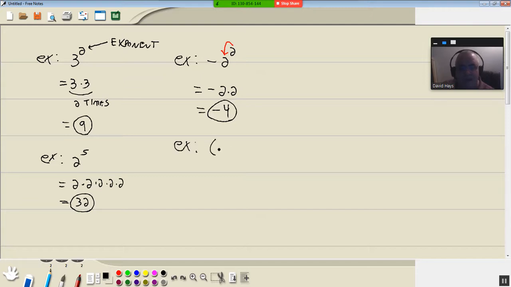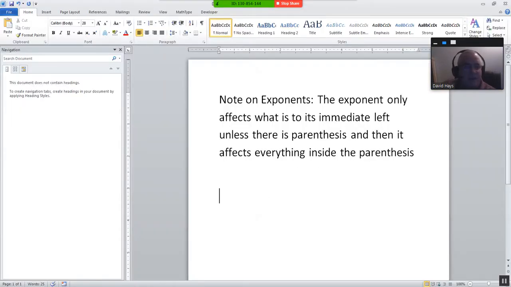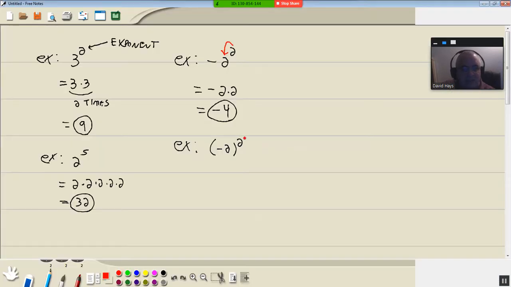Now compare that to negative 2, in parentheses, squared. The exponent only affects what's to its immediate left unless there's parentheses, and then it affects everything inside the parentheses. So here, since there's parentheses to its immediate left, we've got negative 2 squared, so we'll have negative 2 times negative 2, which gives us a positive 4.